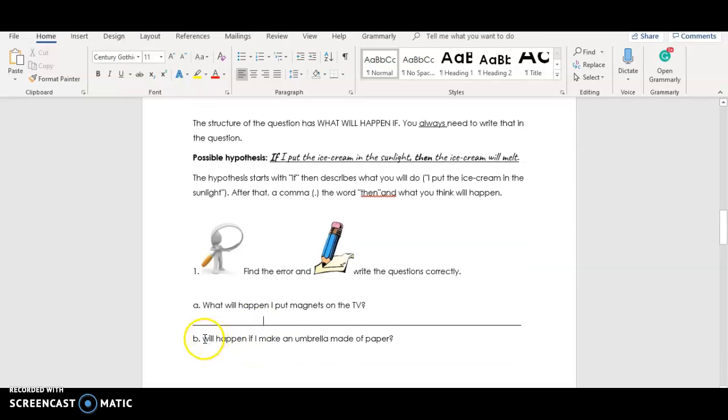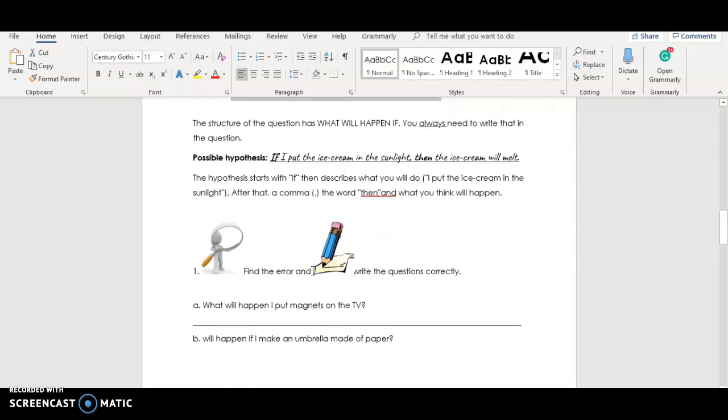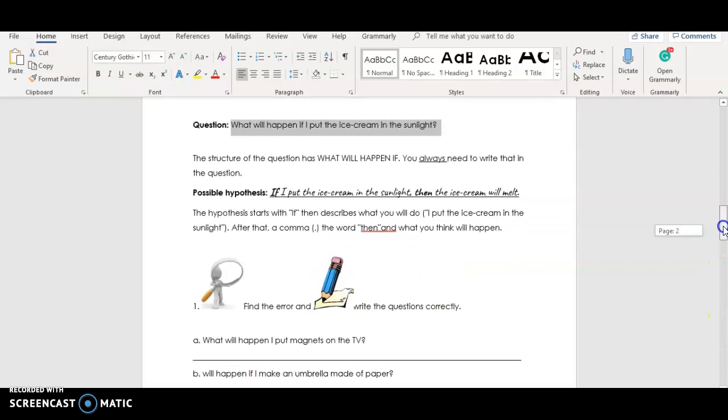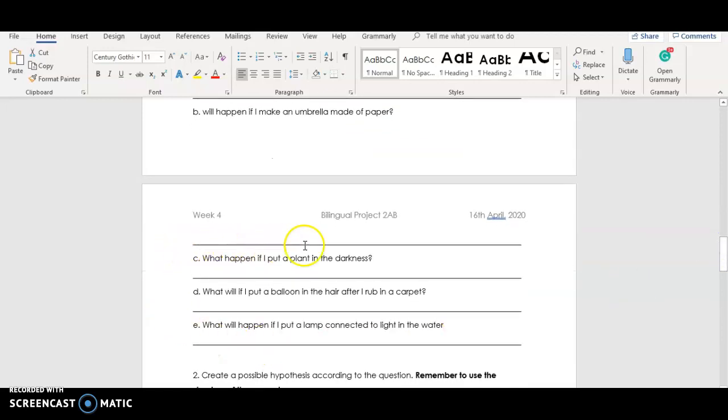Now, let's do the second one. Will happen if I make an umbrella made of paper? Look at the correct question. Look at this. Did you find the mistake? If you did, write the answer in the next line.